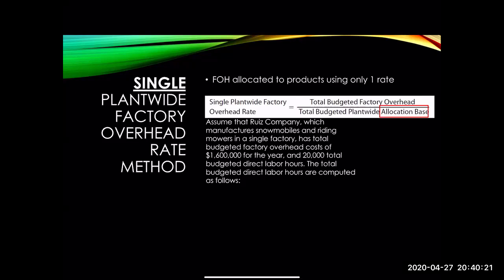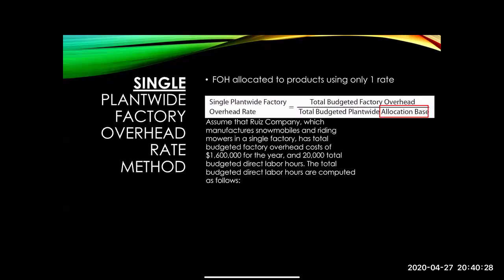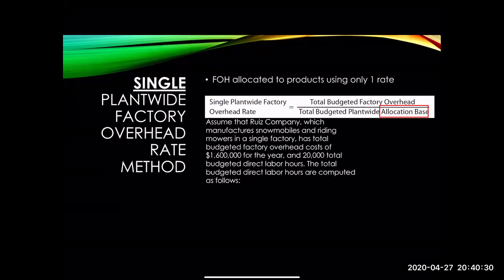Okay, so let's go through this example and see if we can figure out the single plant-wide factory overhead rate given this information. It says, assume that Ruiz Company, which manufactures snowmobiles and riding mowers in a single factory, has a total budgeted factory overhead cost of $1.6 million and 20,000 total budgeted direct labor hours. In this next step, they're showing us how the number of hours is computed.